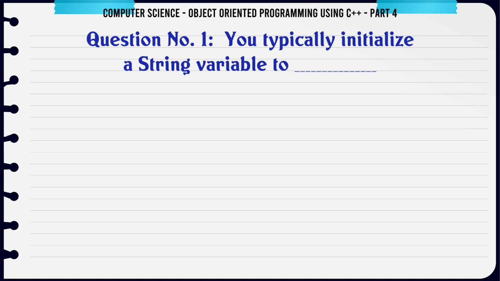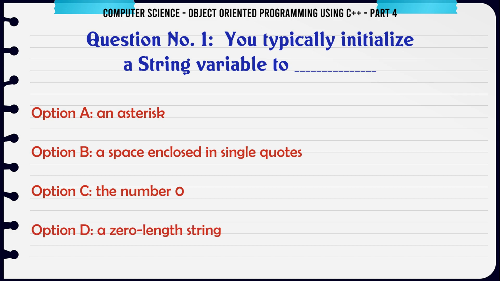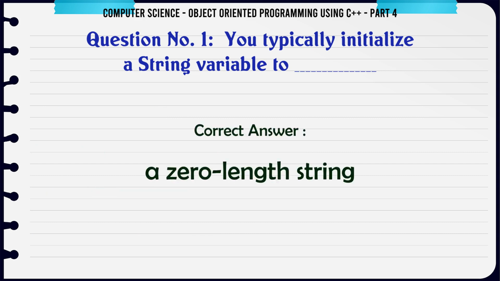You typically initialize a string variable to: a) an asterisk, b) a space enclosed in single quotes, c) the number 0, d) a zero-length string. The correct answer is a zero-length string.